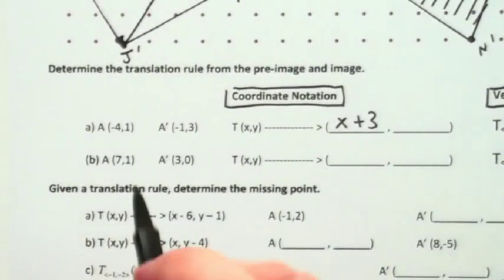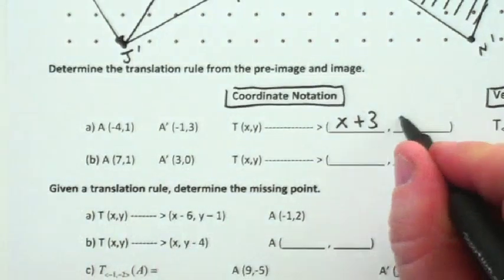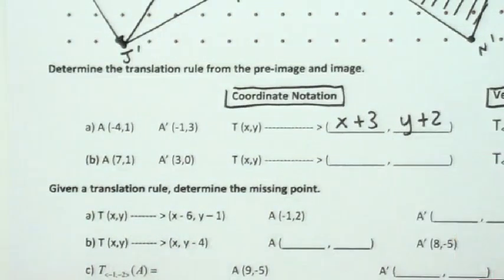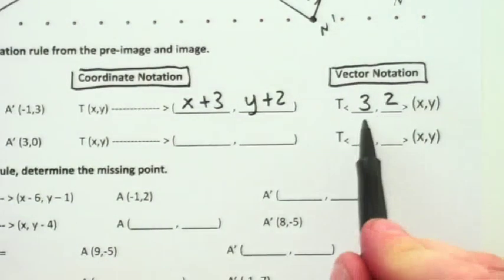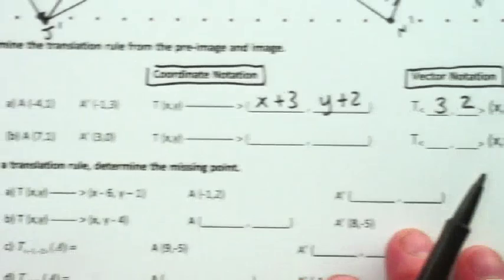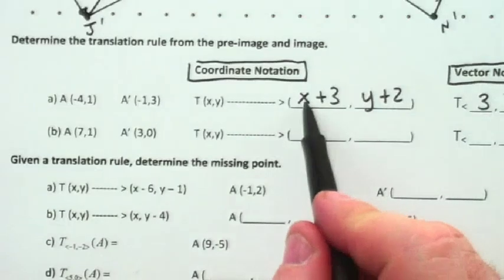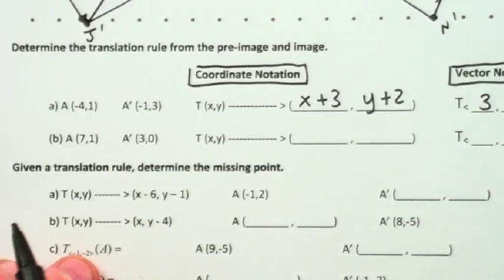Now let's look at what happened to the y-coordinate. We went from 1 to 3, so y increased by 2, and we would put a 2 here. So this is a shortened version. It represents x and y change. This is more of a rule to say take your x value, add 3, y value, add 2. Let's just do one more quickly.